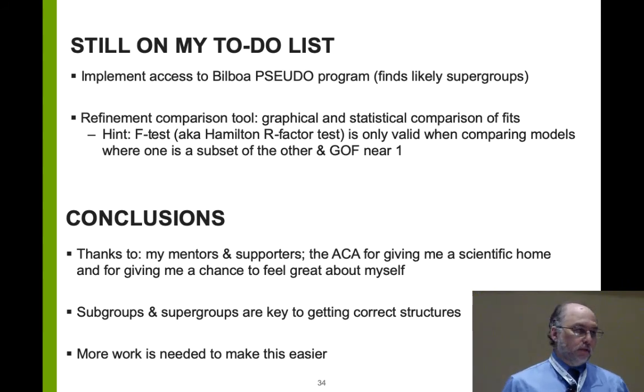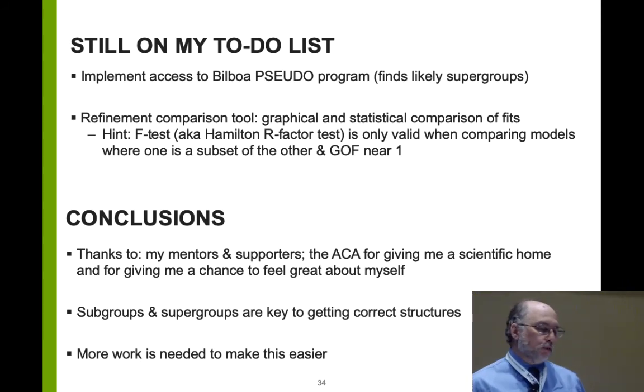I'd also like to leave you with this: subgroups and supergroups are absolutely key to getting structures correct, and we as a community need to make this process easier. And we're more or less on time.